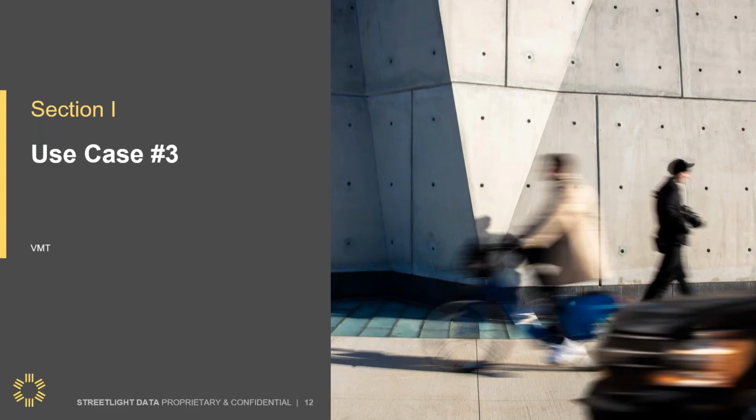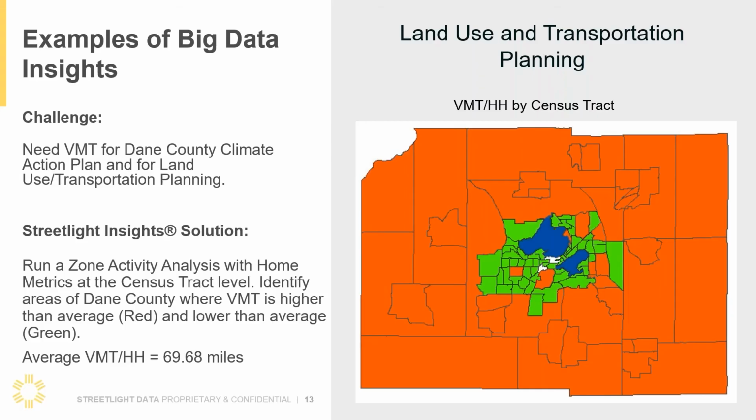So use case number 3 is VMT. So we're just starting to use this feature of StreetLight. Many of you have probably heard of SB 743 out of California, which places a huge emphasis on VMT. VMT is something that we think should be emphasized as well in Dane County. It's definitely needed when looking at the goals of the Dane County Climate Action Plan. And it's also needed for good sustainable land use and transportation planning, in that it's a good sustainable practice to try to steer new developments in areas with lower VMT.